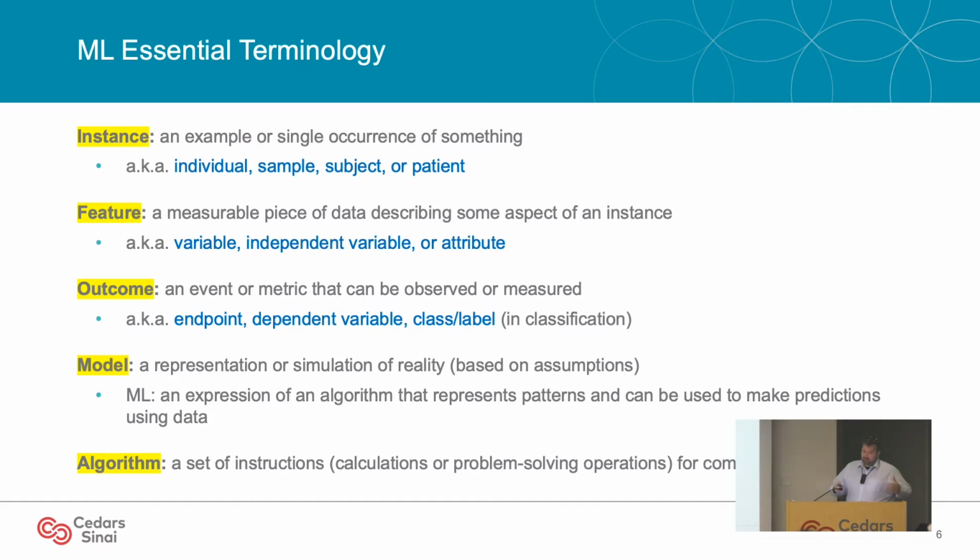Outcome. This is an event or metric that can be observed or measured. So this is the endpoint we're usually trying to predict, or the dependent variable, also known as the class or label if we're doing classification.